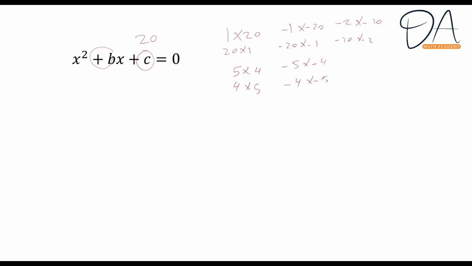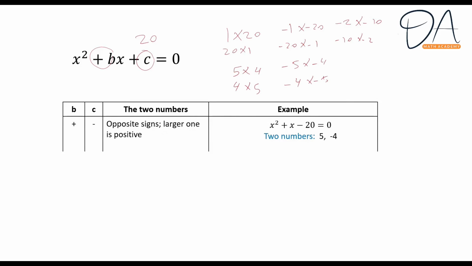So here we're trying to look at what kind of number we should expect based on the sign of b and c, and that can help you to reduce the number of combinations that you need to look at. So for example, we start with the case where b has a positive sign and c has a negative sign. Then we are looking for two numbers that when we multiply them, we get a negative value, and when we add them, we have a positive value.